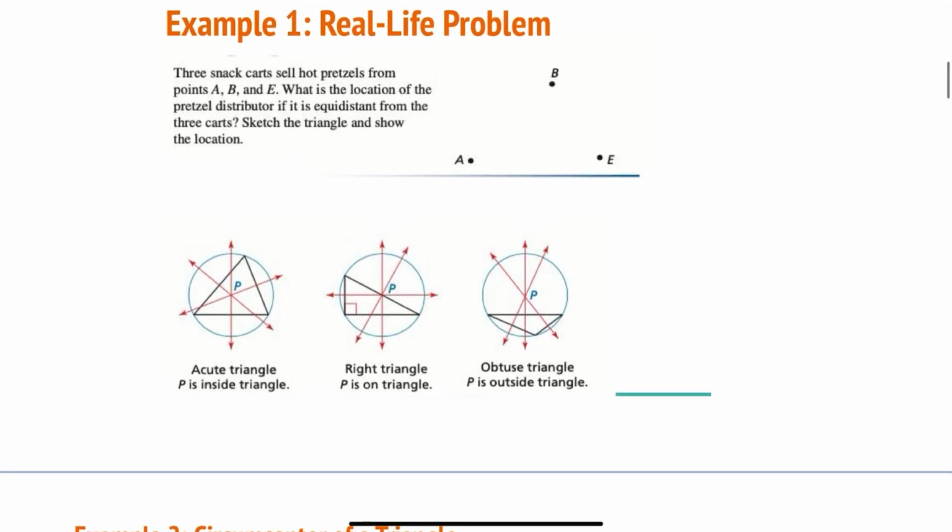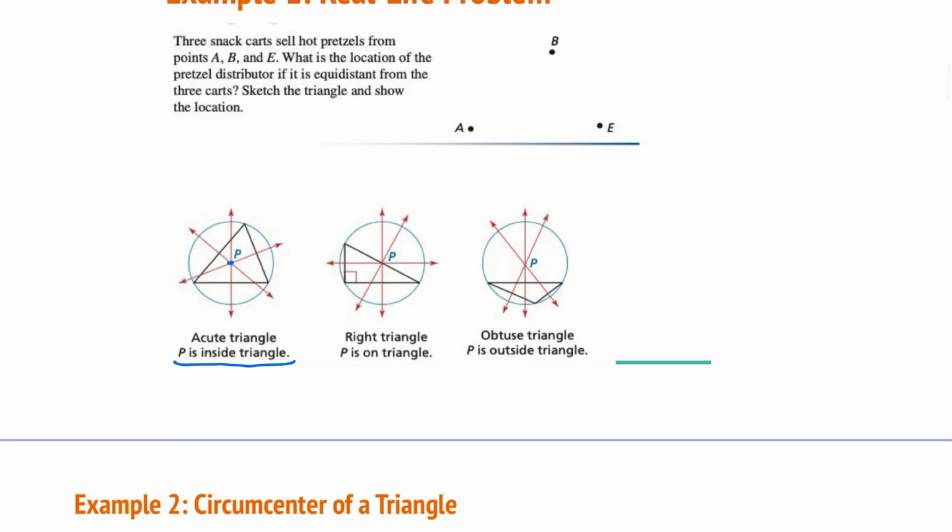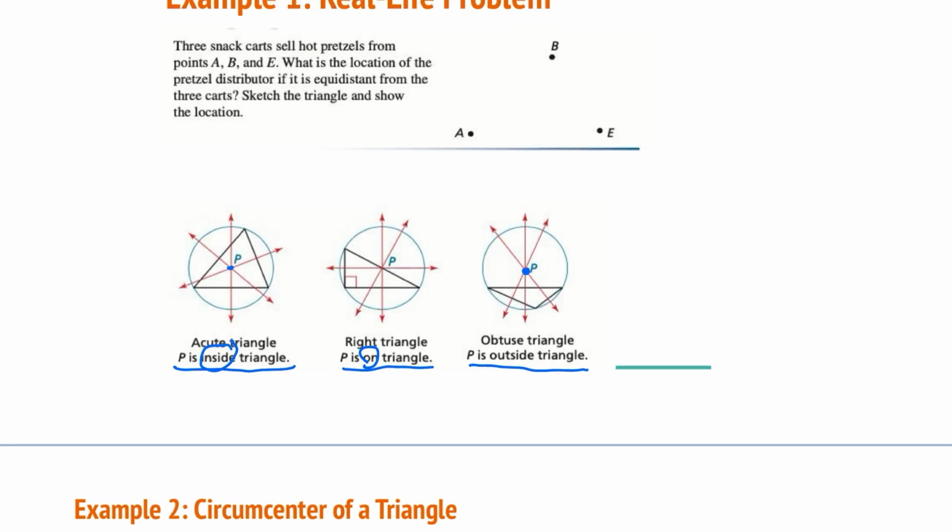Okay, but also we have three types of circumcenter. The first one is the acute triangle, where you can see that P is inside the triangle. Okay, and it has a circle, and the triangle is inside of the circle. Also can have the right triangle, and you may see that P is on the triangle. Take note of that. This one is inside the triangle, this one is on the triangle. And for the obtuse triangle, P is outside the triangle. So that's the three kinds of circumcenter.